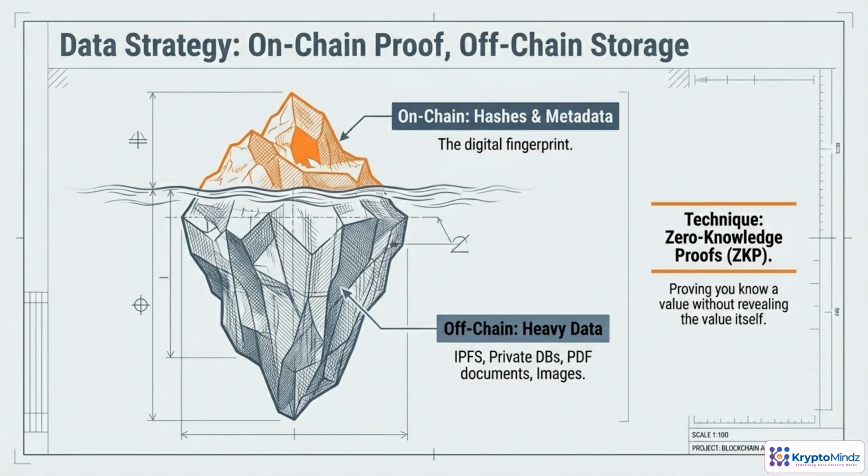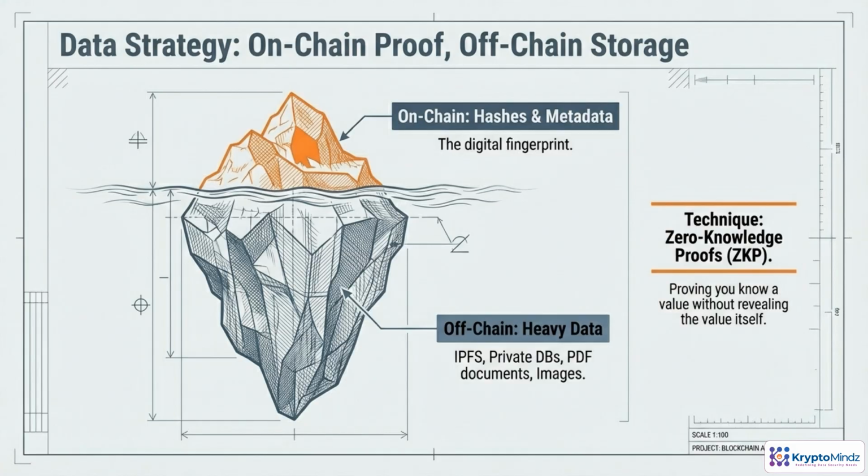In an enterprise blockchain, the chain itself should stay lean. Think of it as storing only the receipts, not the whole warehouse. On-chain, you keep hashes and essential metadata, which act like digital fingerprints. They prove that a specific document or dataset existed and hasn't been tampered with.